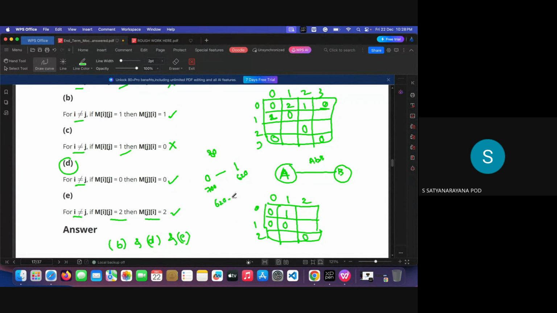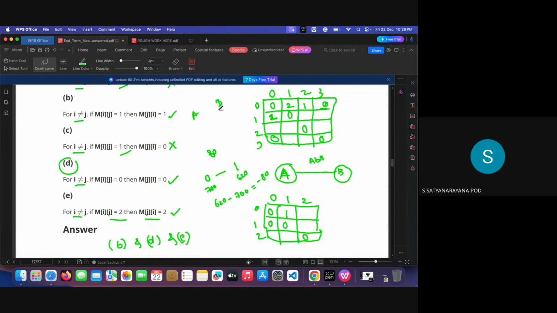620 minus 700 is also done, because we are trying to calculate the reverse also, to check it. Whenever M of ij is equal to 1, M of ji also we want to set. What's the difference? You get minus 80, which is converted to 80. So what will this edge become, 1 or 0? Definitely no. It is an undirected edge.